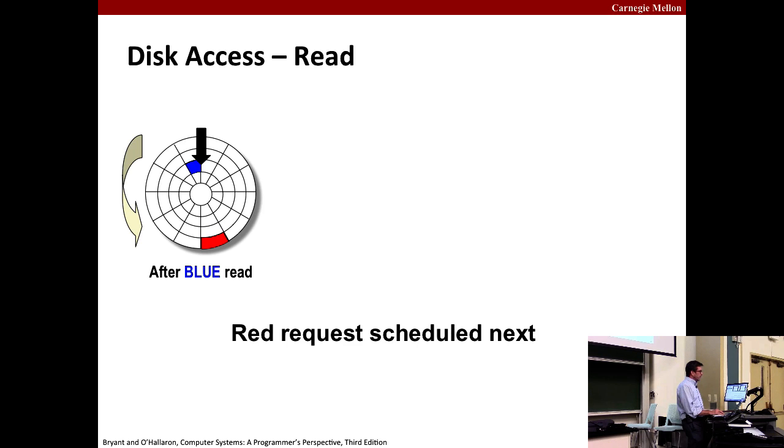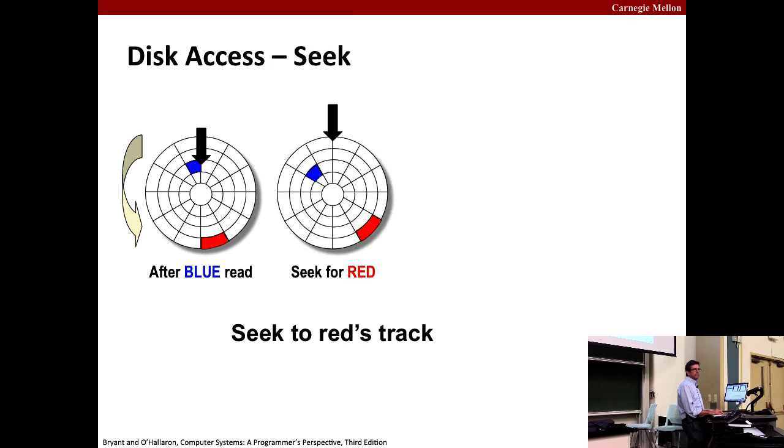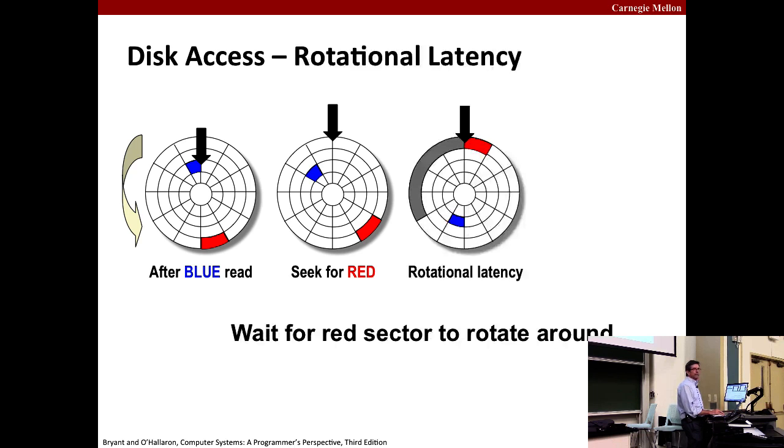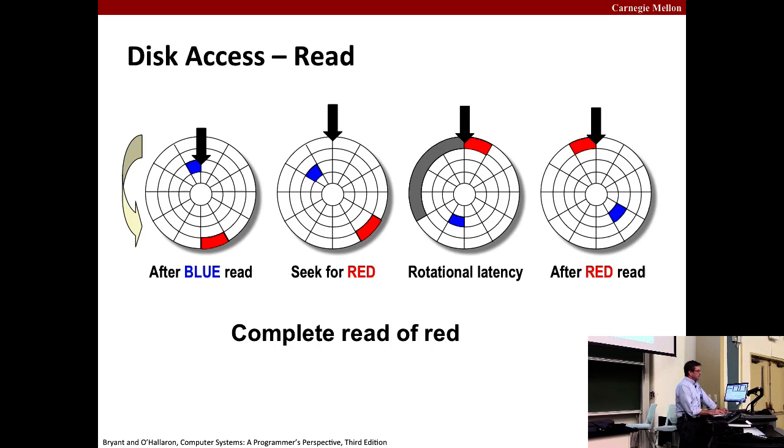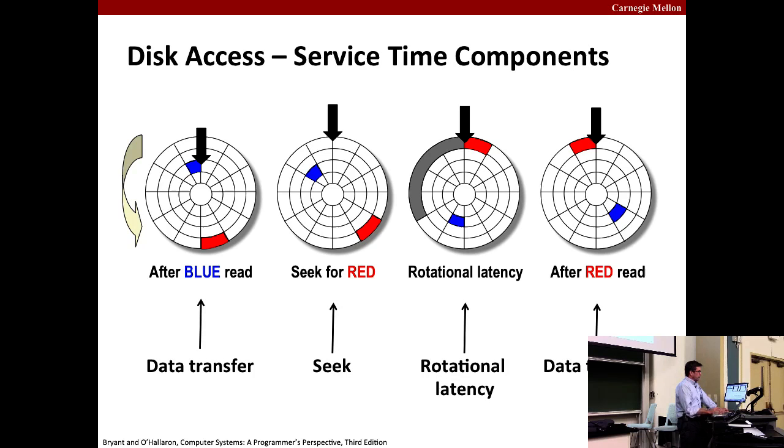And now the CPU has requested the red data from the red sector. So the controller takes that read-write head, moves it back to red's track, and then waits for it to spin around to the read-write head. And then it reads that red sector. Okay, so there are really three components that determine how long it takes to read one of these sectors.